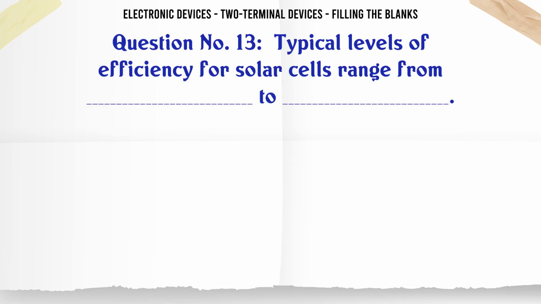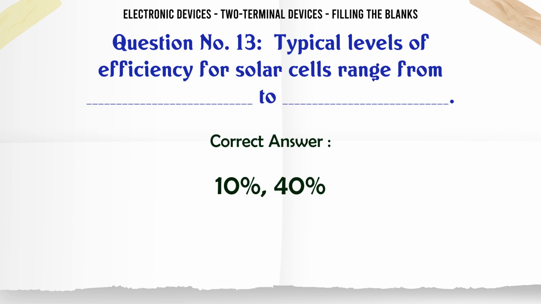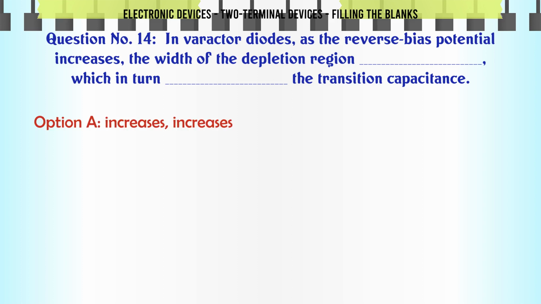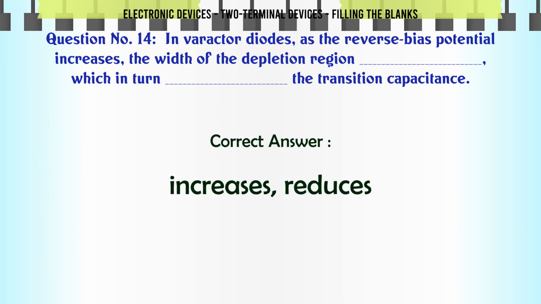Typical levels of efficiency for solar cells range from 2 to: A, 10-40; B, 40-50; C, 50-75; D, 75-100. The correct answer is 10-40. In varactor diodes, as the reverse bias potential increases, the width of the depletion region ___, which in turn ___ the transition capacitance. A, increases; B, decreases, reduces; C, increases, reduces; D, decreases, increases. The correct answer is increases, reduces.